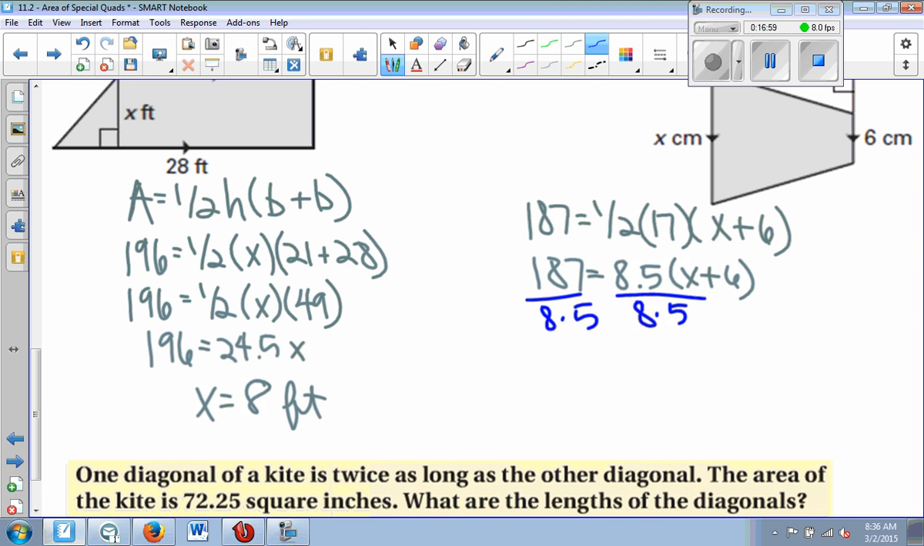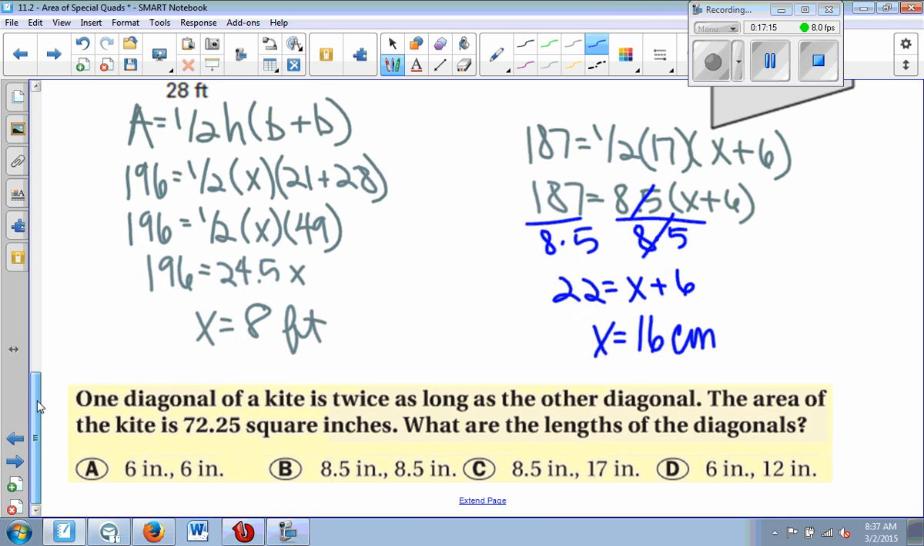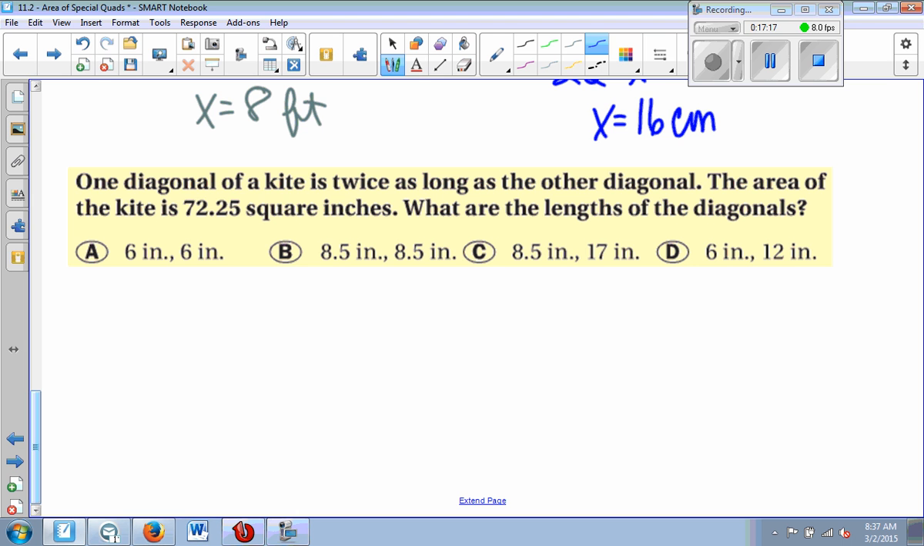If I divide 187 by 8.5, we get 22. So 22 equals x plus 6. And if I subtract 6, we just get an x value of 16. And it would be in centimeters. Moving down, last problem. It says one diagonal of a kite is twice as long as the other. The area of the kite is 72.25. What are the lengths of the diagonals? So if diagonal 1 is x, diagonal 2 is twice as long, which would be 2x.